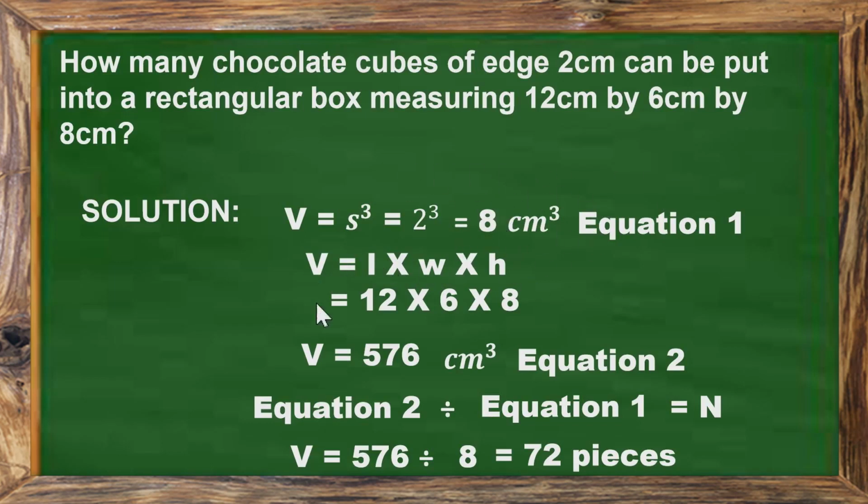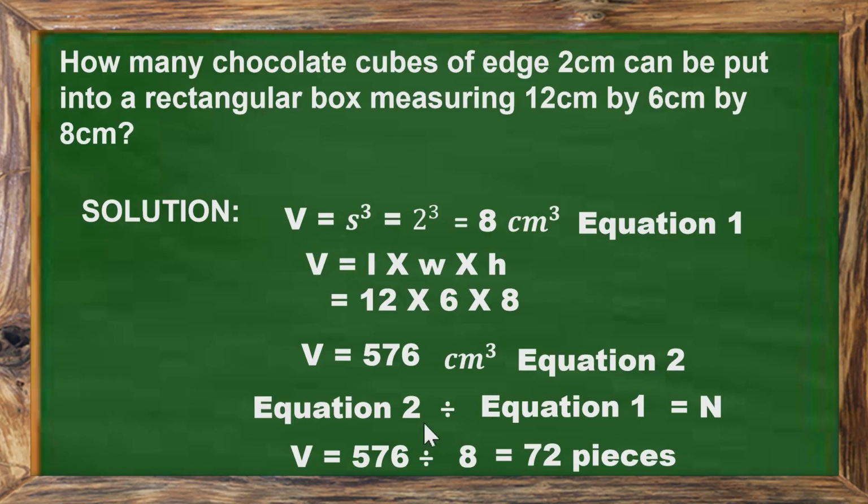Now, ito naman po yung volume ng rectangular prism. The formula is volume equals length times width times height. Then, substitute natin yung value. Ang length ay 12, ang width ay 6, ang height ay 8. 12 times 6 times 8 equals 576 cubic centimeters. So, ito po yung volume ng rectangular prism. Rectangular box. This is equation number 2.